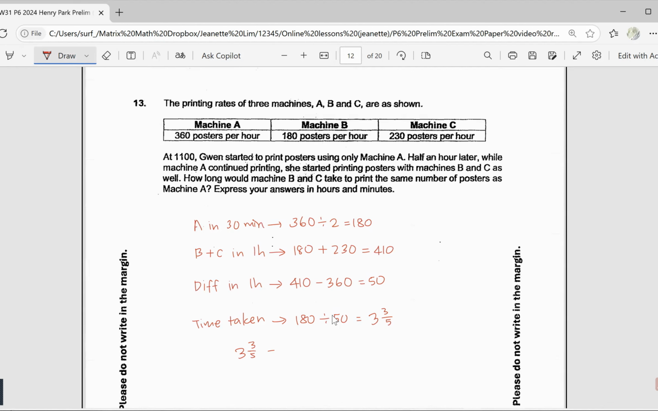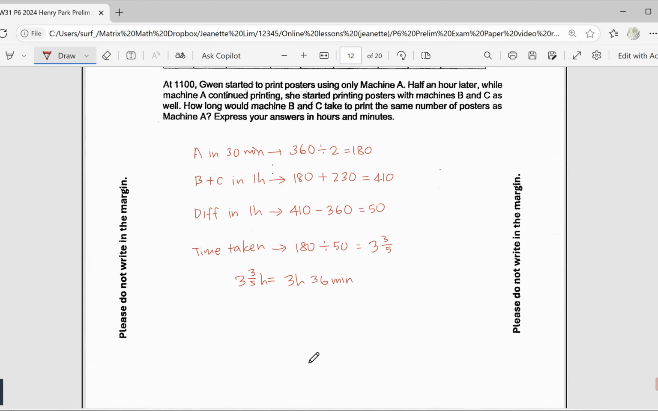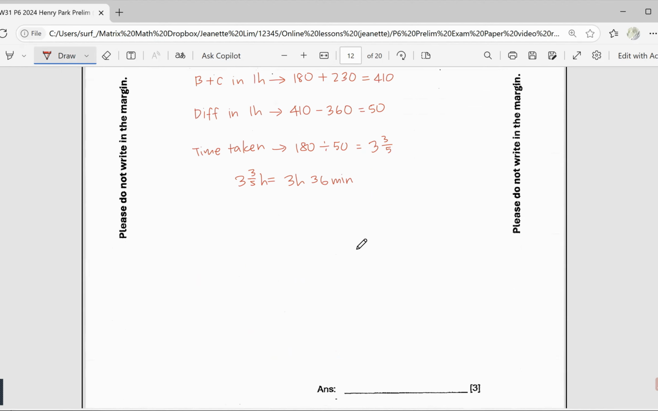So 3 3/5 would be 3 hours. 3/5 hour, you have to change to minutes by multiplying it by 60, because every hour is 60 minutes. So 3/5 times 60 is 36 minutes. So this is the time taken for them to print the same number. This is the time taken for B and C to catch up with A. In other words, it's printing the same number of posters.